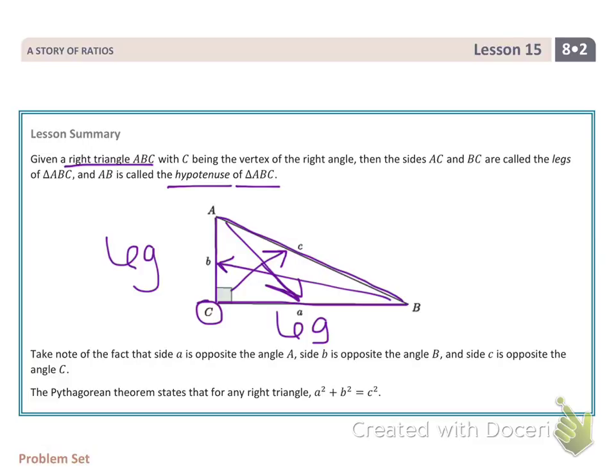And the Pythagorean theorem tells us that for any right triangle, remember this only works with right triangles, we know that the sum of the squares of the legs is equal to the square of the hypotenuse, or a squared plus b squared is equal to c squared.